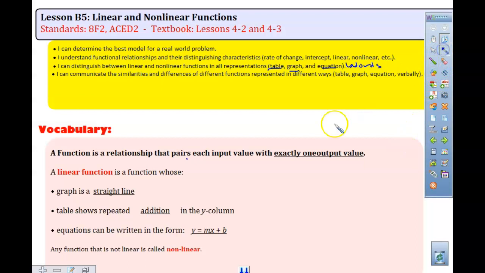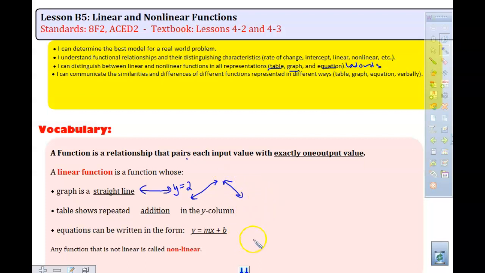So when we are looking at these different functions, a straight line means it could be a horizontal line. That's going to be an equation where it's y equals just a number, like 2. It could be a slanted line. This is going to have a positive value for m, or positive slope. And it could be a negative slope.